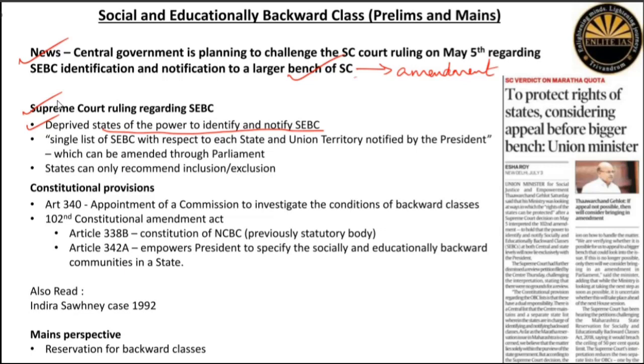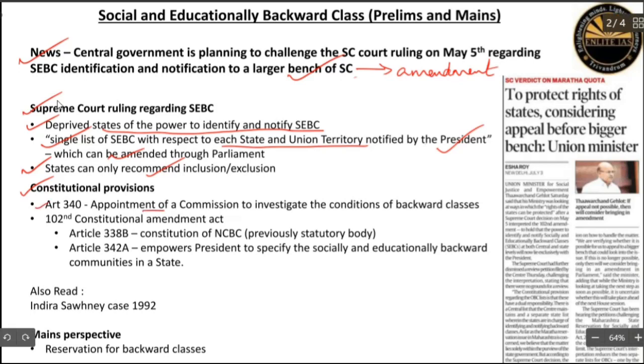Now this is important. Before the Supreme Court ruling, we had two lists of socially and educationally backward classes. One list was maintained by the center and one was maintained by the states. Now the Supreme Court ruling essentially makes this a single list of SCBC with respect to each state and UT, which can be notified only by the President and can be amended only through Parliament. The ruling basically reduces the power of states to only recommendation of inclusion and exclusion of various classes into SCBC.